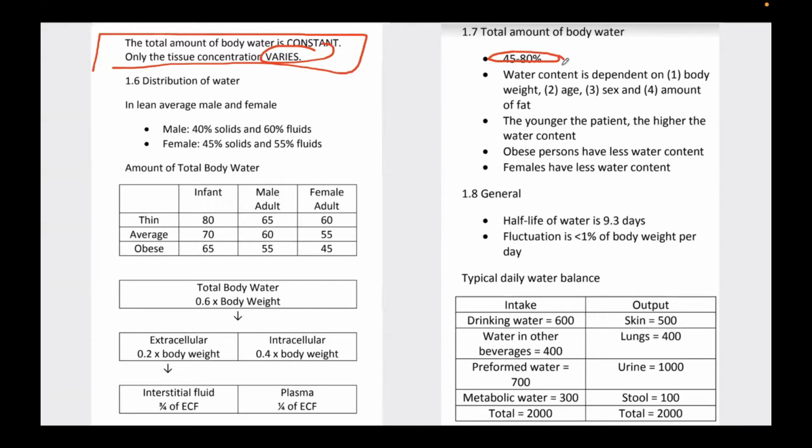The younger the patient, the higher the water content. Obese persons have less water content, and then the females have less water content. So, Ma'am Trina, why is the water content of female different from male? Why are obese persons different from thin persons?